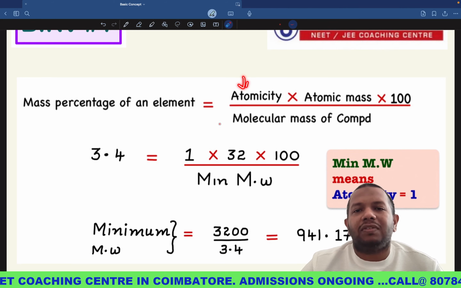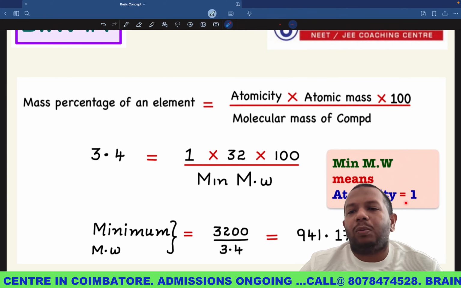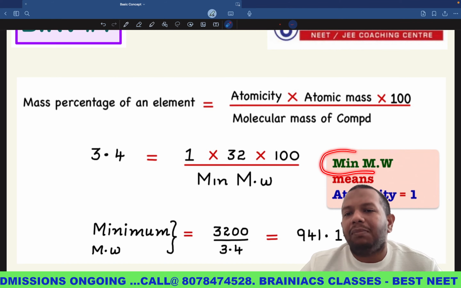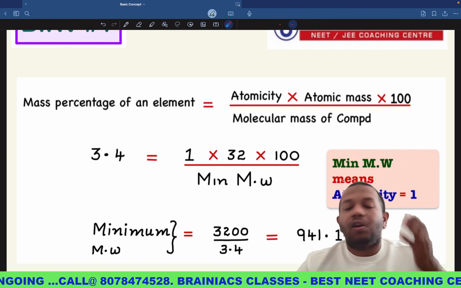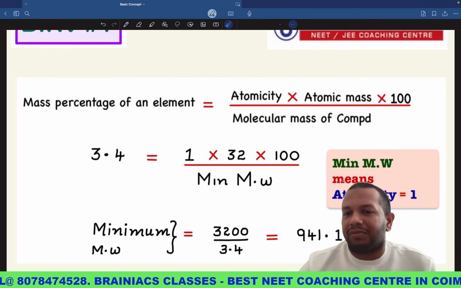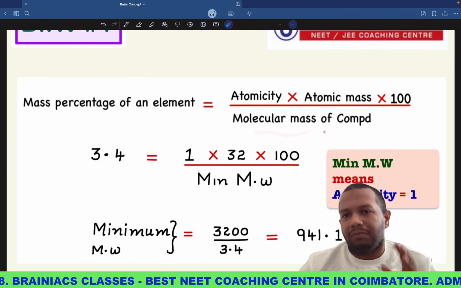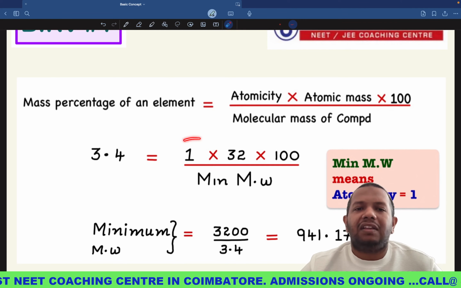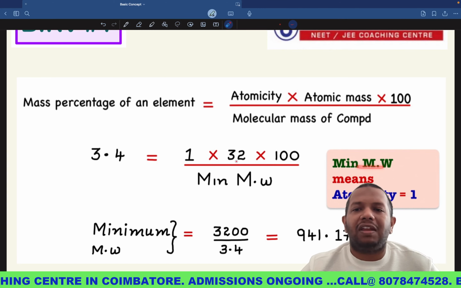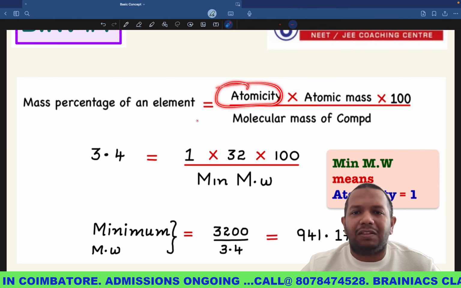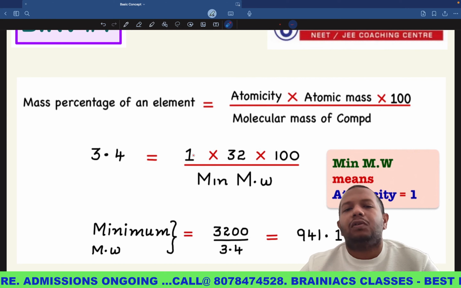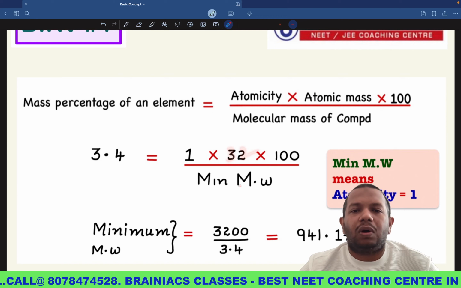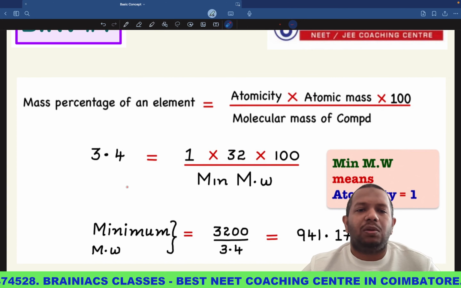So we take atomicity equal to 1. That is the reason why atomicity is taken as 1. In the question they have asked for minimum molecular weight. When minimum molecular weight is asked, we don't know how many sulfur atoms are actually in the insulin. If it is minimum, it means at least 1 sulfur atom should be there. That is why in all minimum molecular weight questions we assume that particular atom is present at least once. So atomicity is 1, and the atomic mass of sulfur is 32, into 100. From that you can calculate the minimum molecular weight.